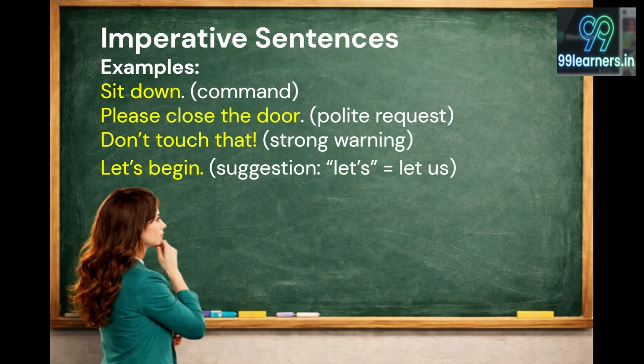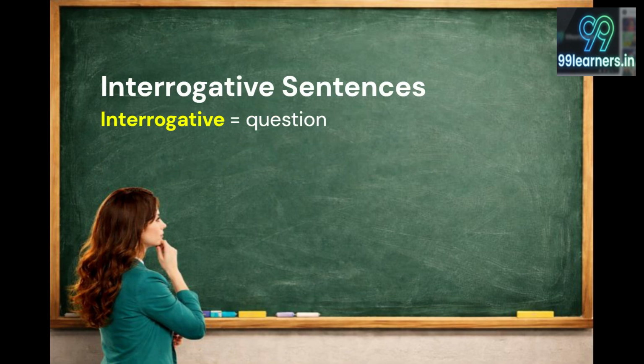3. Interrogative sentences. Interrogative sentences ask questions. They end with a question mark and come in several forms. 1. Yes or no questions. Start with an auxiliary verb or modal. Do you like tea? Are they ready? Can you come? 2. WH questions. Start with what, where, when, why, who, which, or how. Where do you live? Why did she leave?